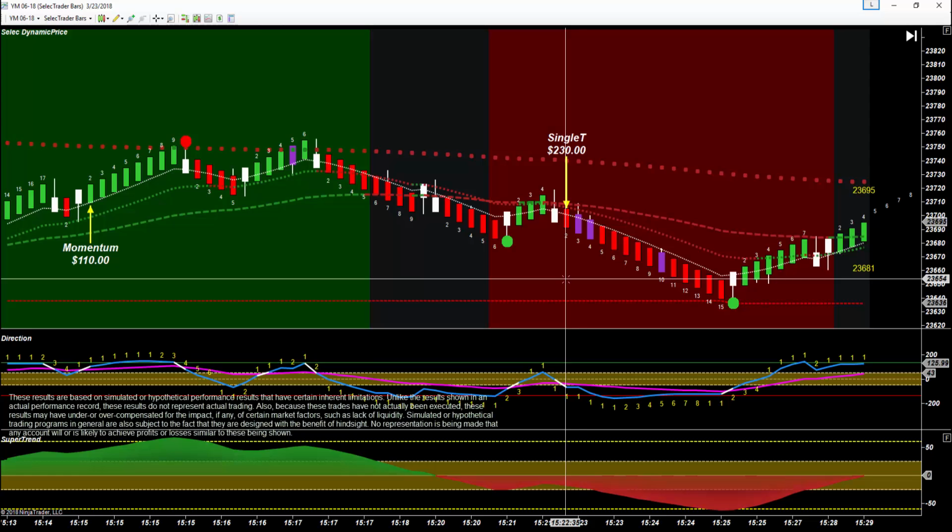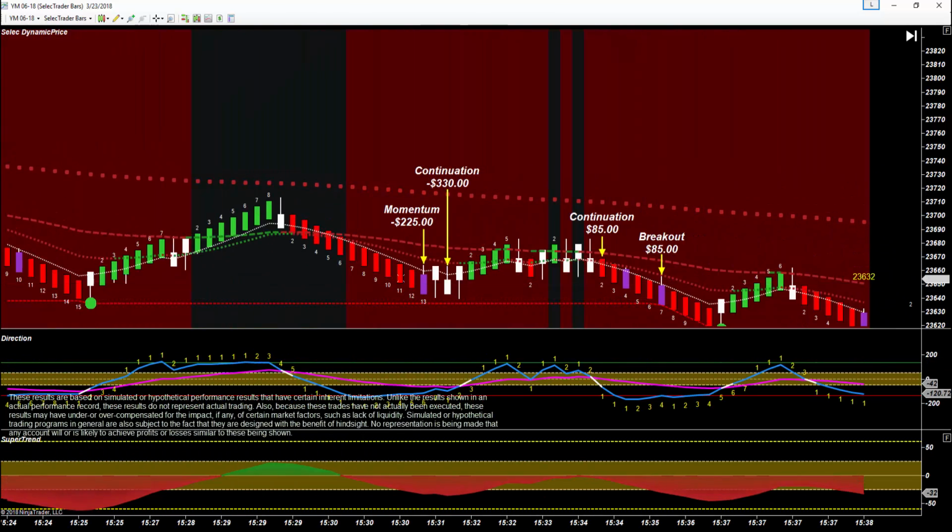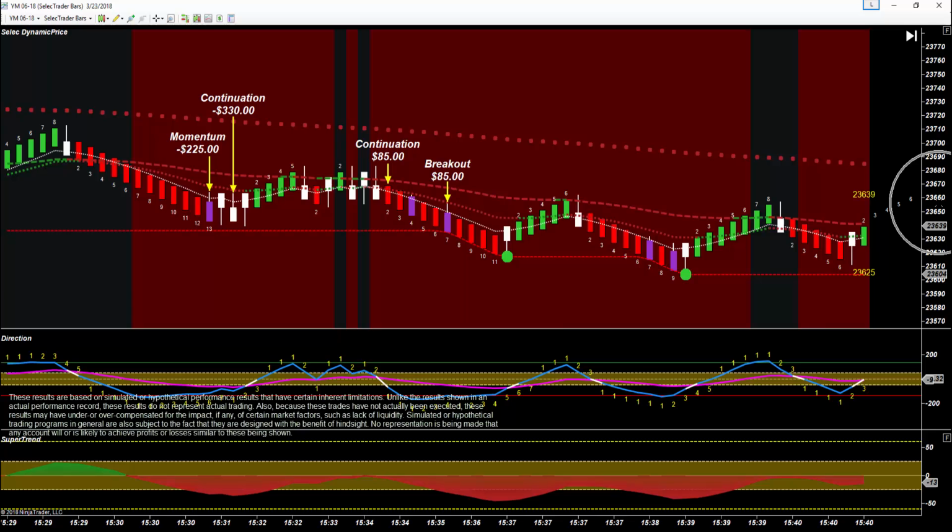A single T short at 15:22, grabbing the entirety of this run. We have a momentum that goes against us and a continuation, just a double fake out toward the low of the day. But with all the trades presented, we are still sitting very pretty. Just a little blip overall, actually.